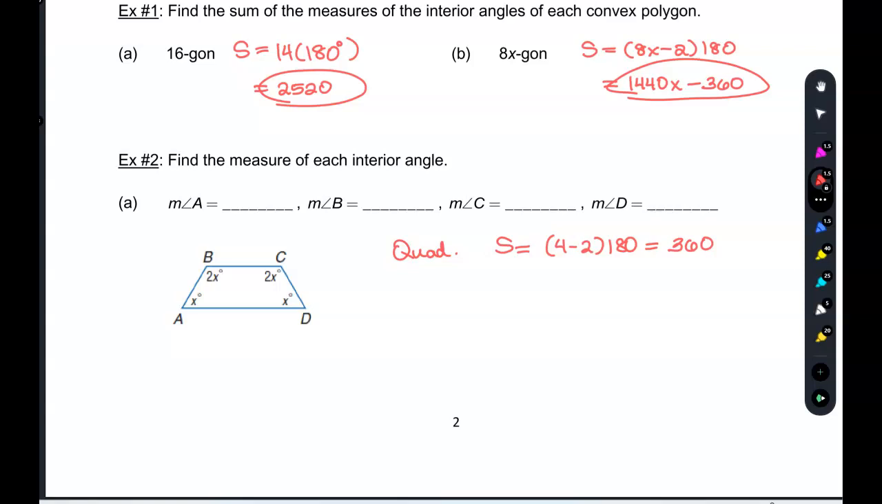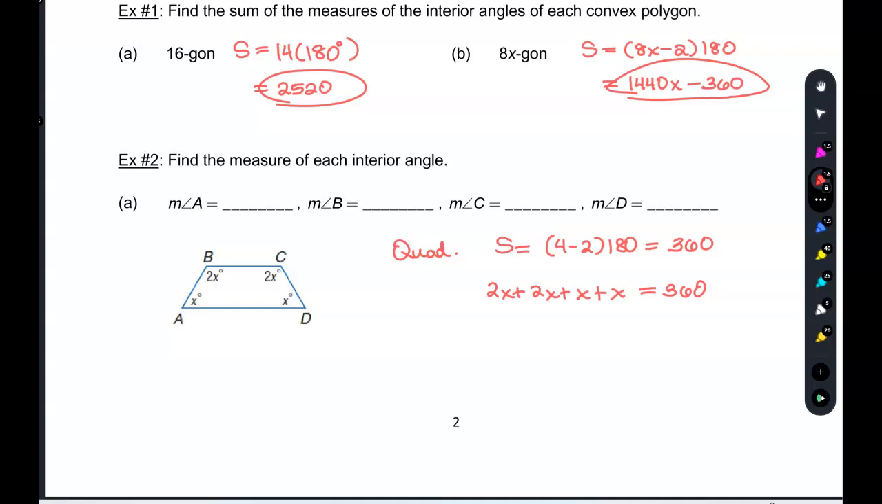So we're going to add all these together. The sum: there's 4 sides, 4 minus 2 times 180. Why minus 2? That's the formula. Minus 2 times 180. So I have 2x plus 2x plus x plus x. I want to make those all add up to 360.